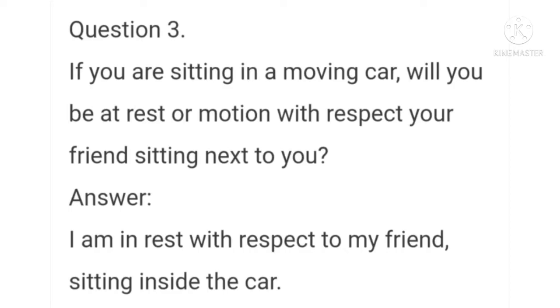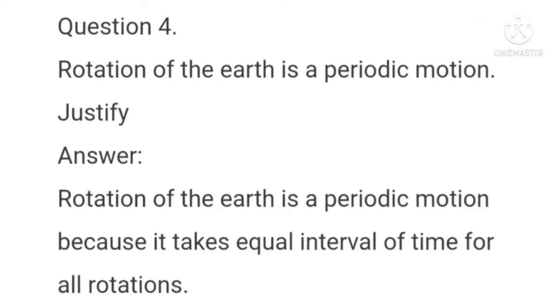Third question. If you are sitting in a moving car, will you be at rest or motion with respect to your friend sitting next to you? The answer is I am at rest with respect to my friend sitting inside the car. Fourth question. Rotation of the earth is periodic motion. Justify. Answer. Rotation of the earth is a periodic motion because it takes equal interval of time for all rotations.